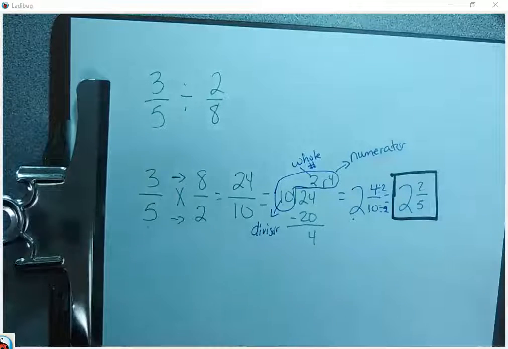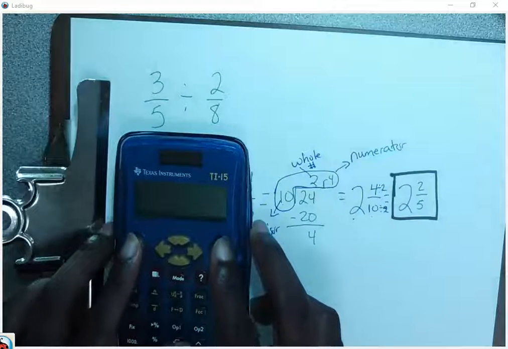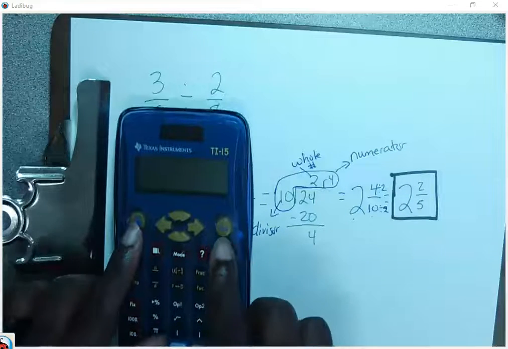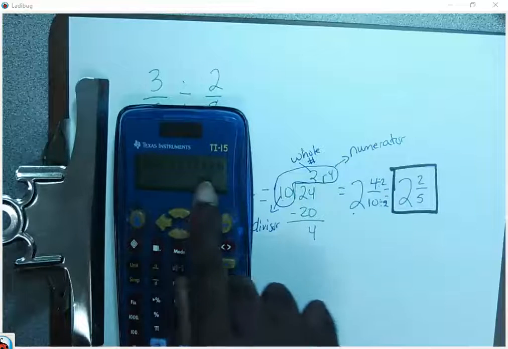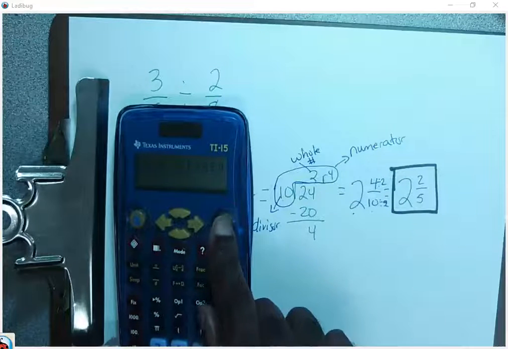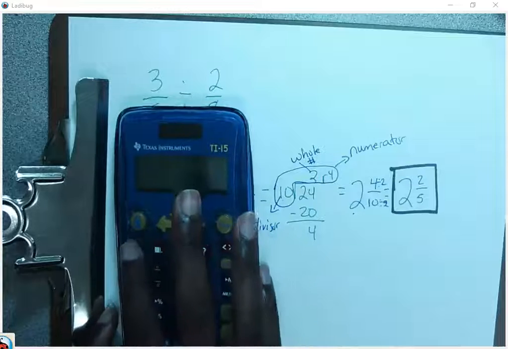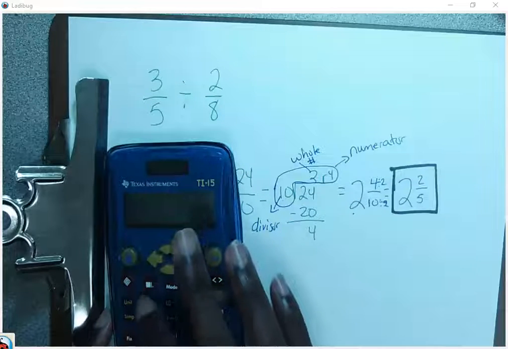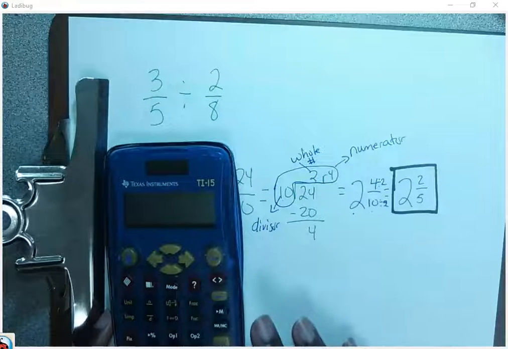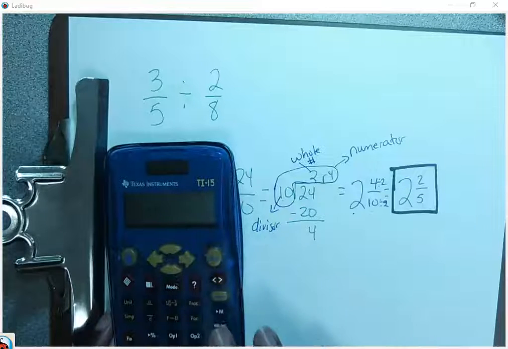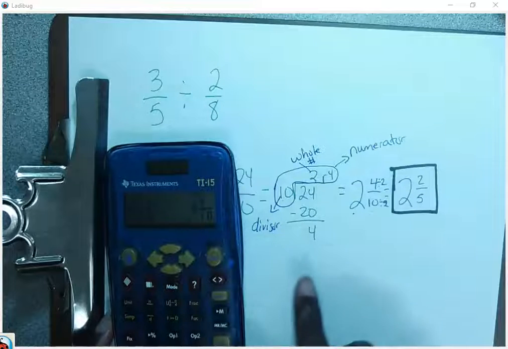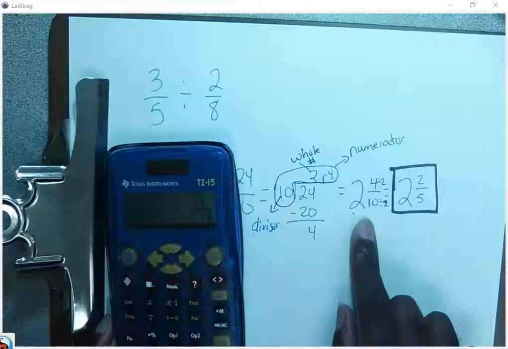All right, now let's say we want to check our work using a calculator. As always, before you use your calculator, always clear your memory by pressing your on and off button and your clear button at the same time. Once that memory cleared is up here, hit clear. And then you're going to put in your problem, which is 3, numerator 5, divided by 2, numerator 8. You're going to hit enter. It's going to give you 2 4/10, which is what we got right here.